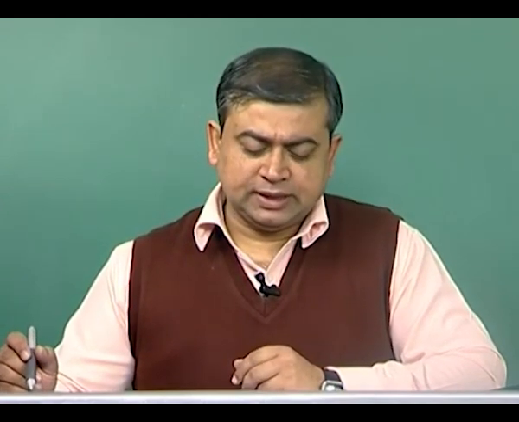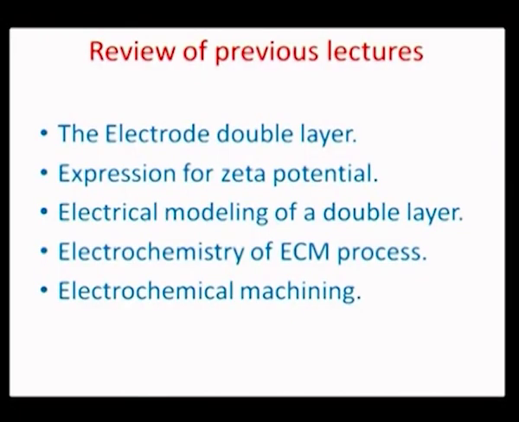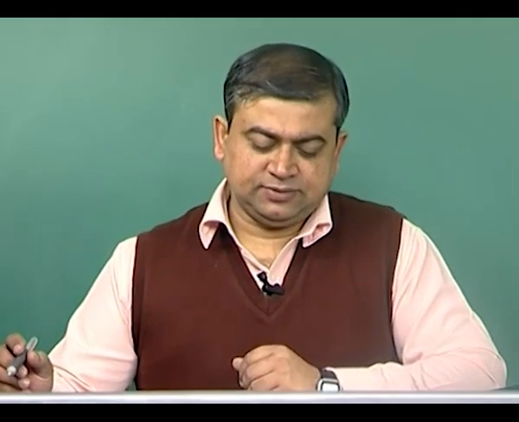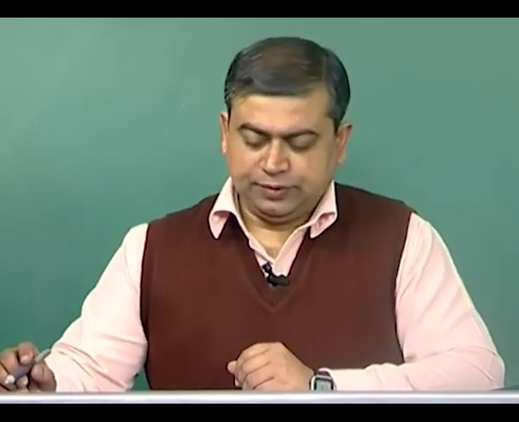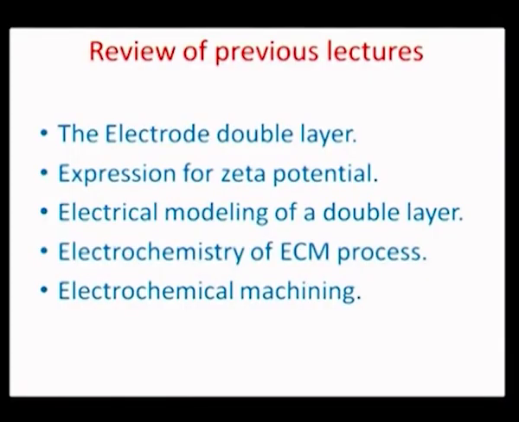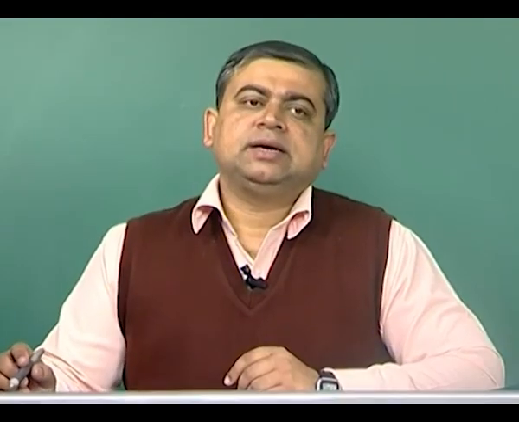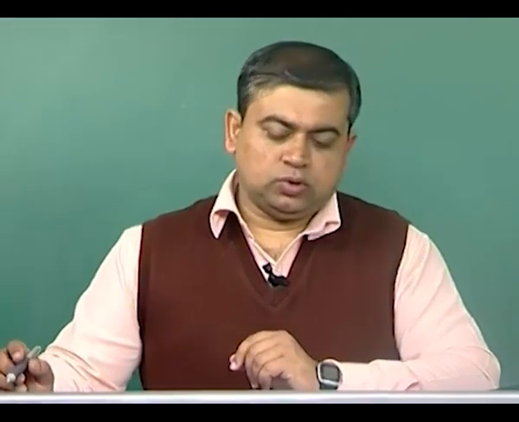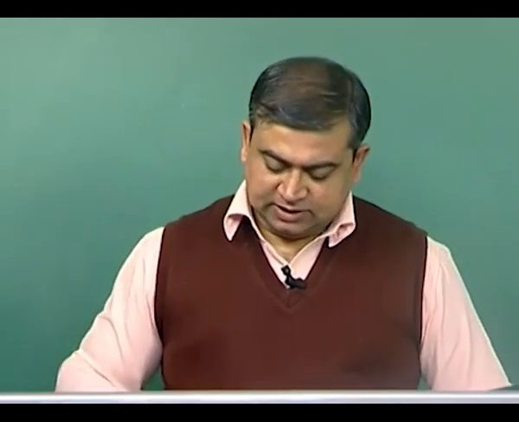And then we of course modeled electrically the double layer, and tried to understand how potential varies with respect to distance x in a single direction from the electrode. And then we started understanding some of the basic electrochemistry behind the electrochemical machining process, the ECM process, and started deriving things like material removal rate by Faraday's laws of electrolysis. So today we have just an extension of that.